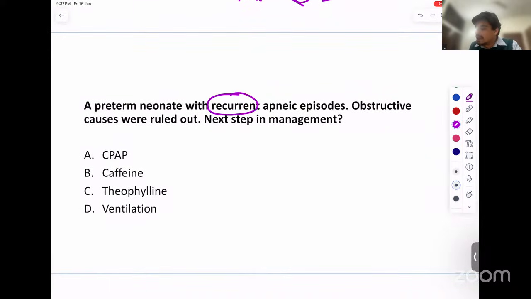A preterm neonate has recurrent apneic episodes. Obstructive causes are ruled out. This is what? This is apnea of prematurity. What is the next step? Drug of choice is caffeine.